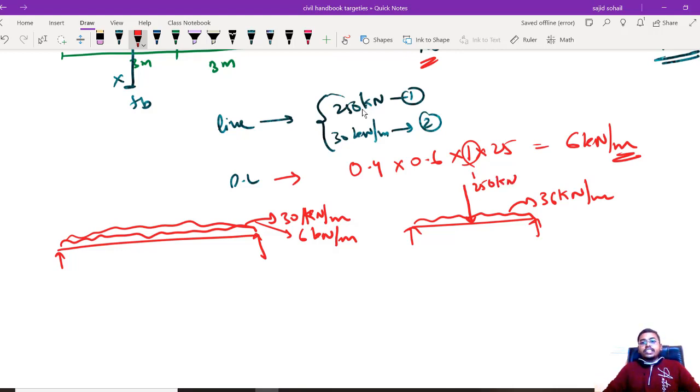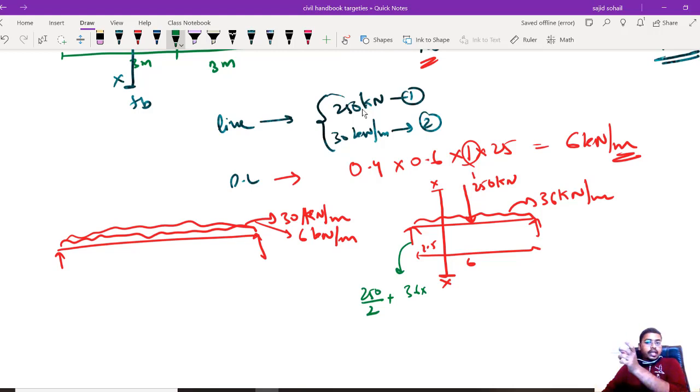Achha? So you just have to find out what is your moment at this section XX. Simple सी बात है. And this distance is 2.5 meters and total distance is 6 meters. So simple SOM concepts. Find out what is the reaction. What will be the reaction? Reaction is very simple. It will be 250 divided by 2 plus 36 into the total length, which is 6 divided by 2. बस इतनी सी बात है reaction. Agreed or not? Simple SOM concepts, right?